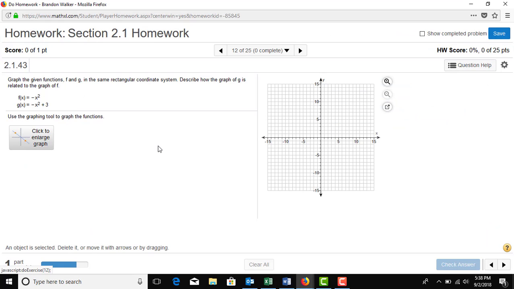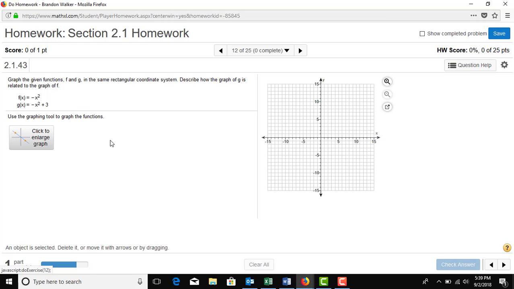Okay, for those of you who are having trouble using the graphing tool when you get to your homework for section 2.1, I wanted to take this example here, that's number 12 of your homework, and just kind of walk through the graphing tool because you're having to graph multiple things at the same time. So it's asking us to graph f of x equal to negative x squared and then f of x equal to negative x squared plus 3.